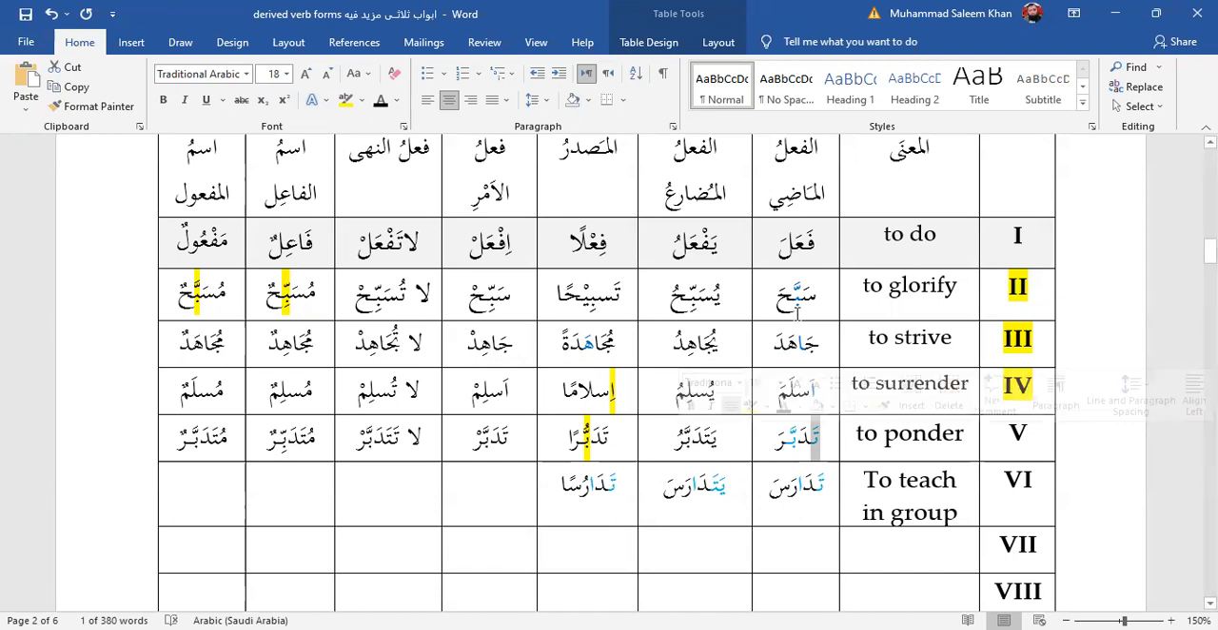So number 2 is you cause someone to do something, and number 5 is like you do something to yourself or by yourself. So this is the difference between number 2 and number 5. I didn't get it. Sabbaha means to glorify. So actually, the person is glorifying.